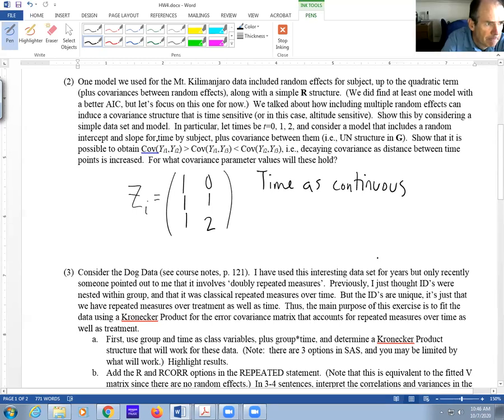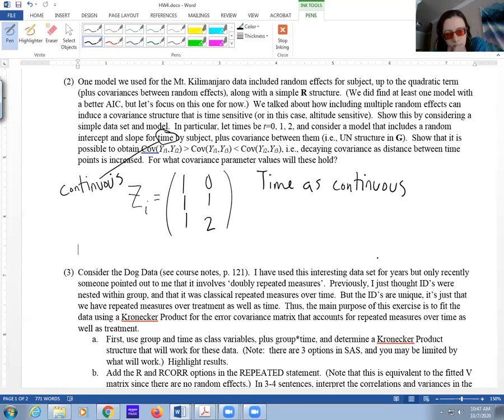That's how I want you to do this one: continuous time. Otherwise it gets pretty ugly. So this way you can figure out what these covariances would look like, treating time as continuous. And when you compute those covariances, can you just restrict it to the random effects and drop the beta coefficients?